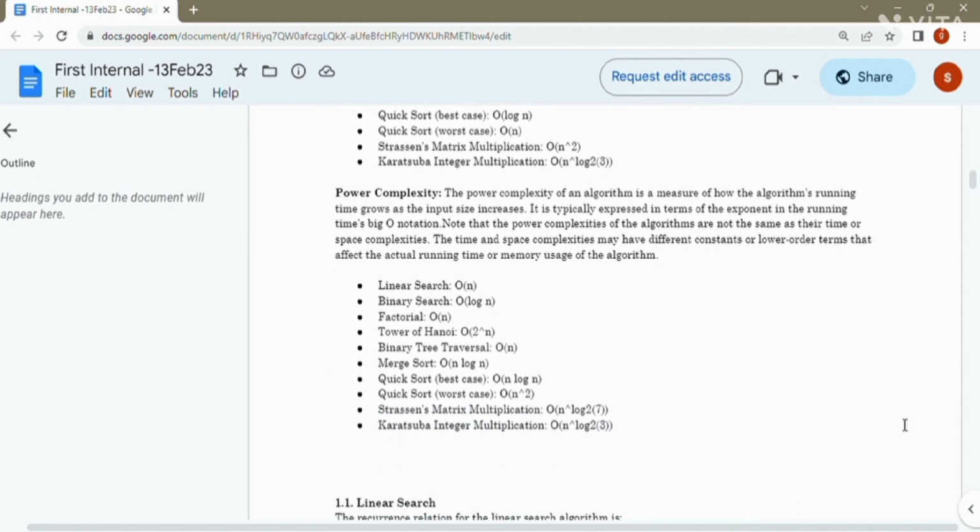Power complexity. The power complexity of an algorithm is a measure of how the algorithm's running time grows as the input size increases. It's typically expressed in terms of the exponent in the running time, in big O notation. Note that the power complexity of the algorithms is not the same as the time or space complexity. The time and space complexities may have different constants or lower order terms that affect the actual running time and memory usage of the algorithm. Following are the power complexities of the algorithms.